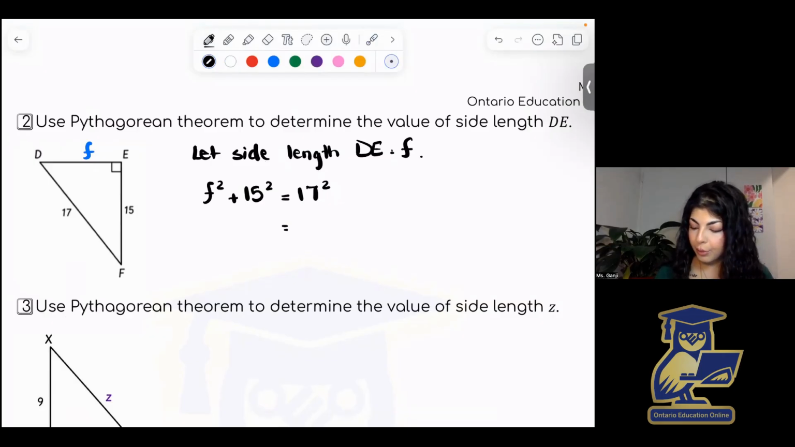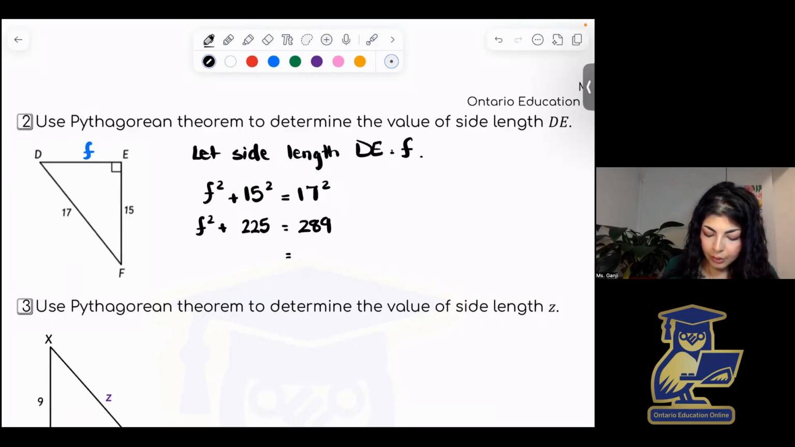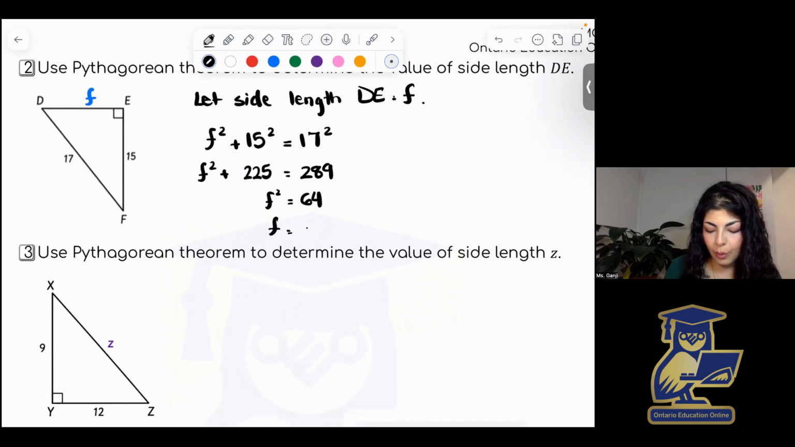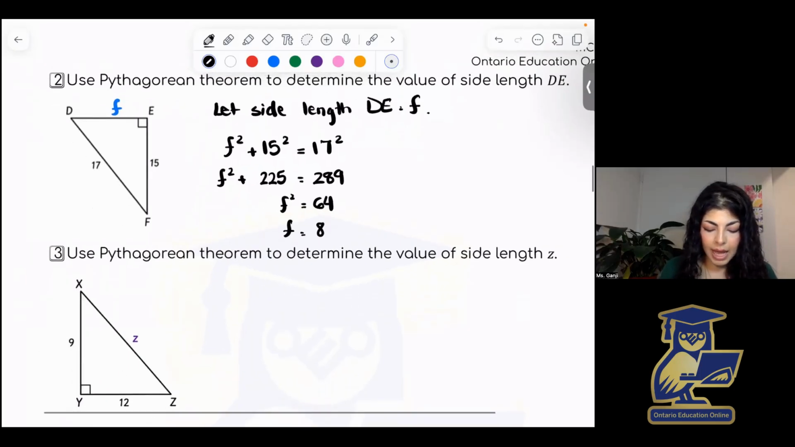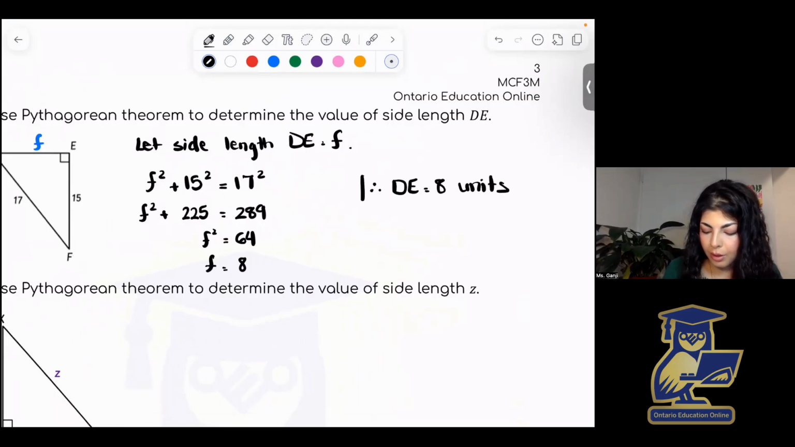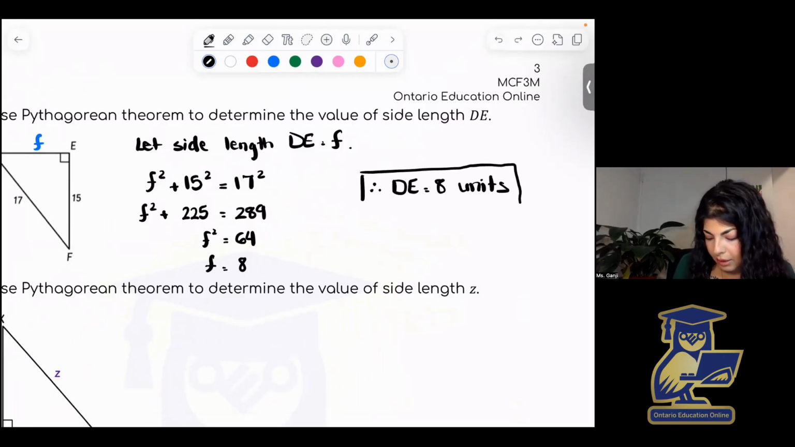And now if I evaluate each of these, this is 225, the F squared stays, and then on the right-hand side, 17 squared is 289. So then F squared is equal to 64. And now you can see I'm skipping a few steps here. And so F will be equal to 8. I just recognize 64 as one of my perfect squares. So the side length F is equal to 8. So again, therefore, DE is equal to 8 units. And I will box this answer over here.